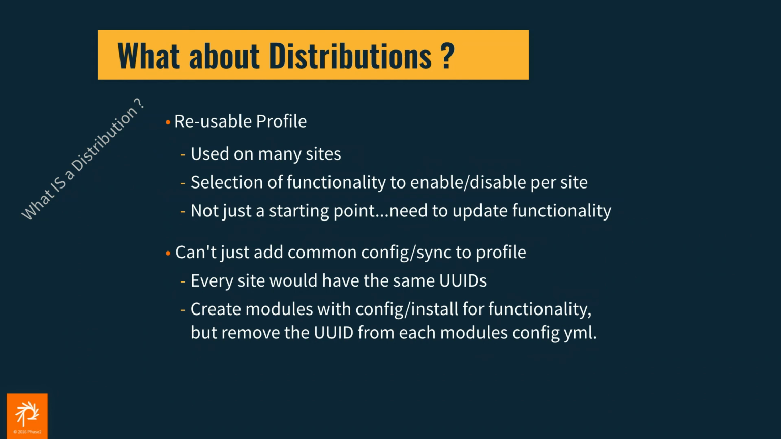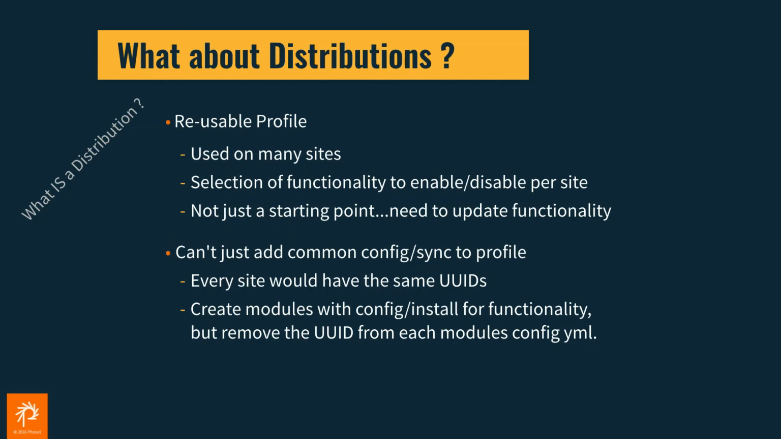You can't just use what I said before with that core patch and add the config sync directory to your profile, because that config sync directory has all of your UUIDs in it. So if I created OpenAtrium and I provided a config sync directory that had the events and tasks and everything else in it, when you install that on your site, you would get the exact same UUIDs as somebody else installing Atrium on their site.